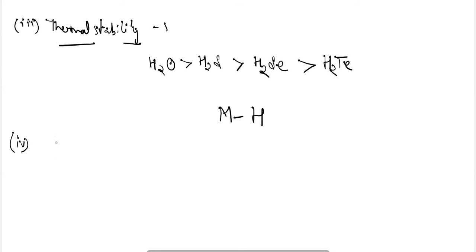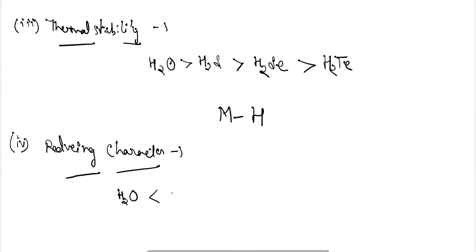Next is the reducing character. The reducing character depends directly on the acidic nature, and as we know, on moving up in the group the acidic nature decreases. So moving up in the group, the reducing nature also decreases.